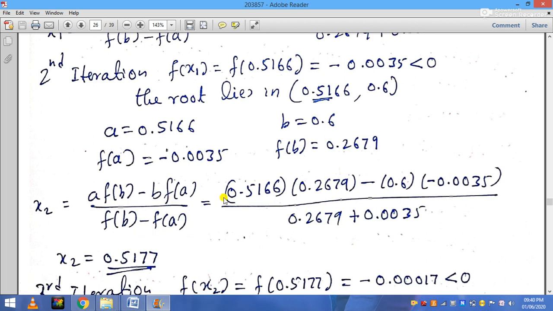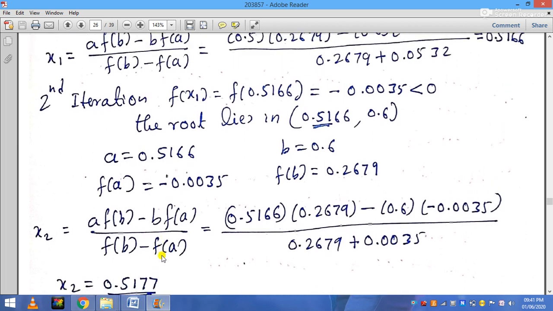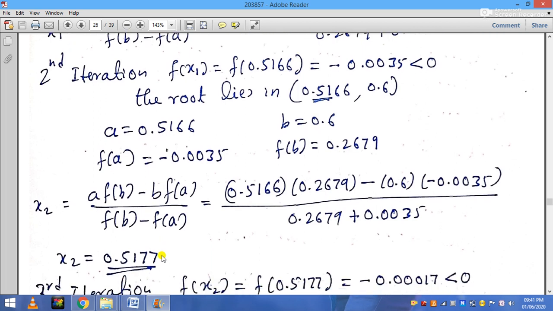So put a value 0.5166, b value 0.2679 minus b value 0.6, a value minus 0.0035 divided by f of b 0.2679 minus of 0.0035. On simplification, we get x2 value is 0.5177. So compare this with the first answer. The first answer is 0.5166. It will be 0.5177.